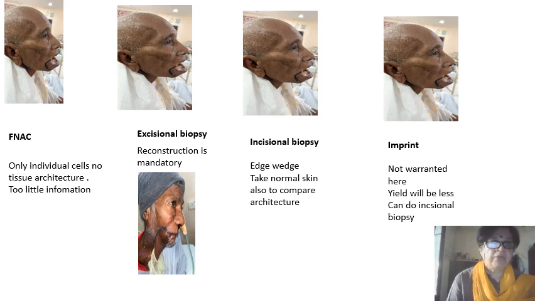So is it a fine needle aspiration cytology? You can see another CA lip here at the angles. You can see a CA lip. Is it a fine needle aspiration cytology? This is a surface lesion and it is ulcerated. What is the point in just picking up the surface cells? You will not get architecture. So that is not the ideal method.